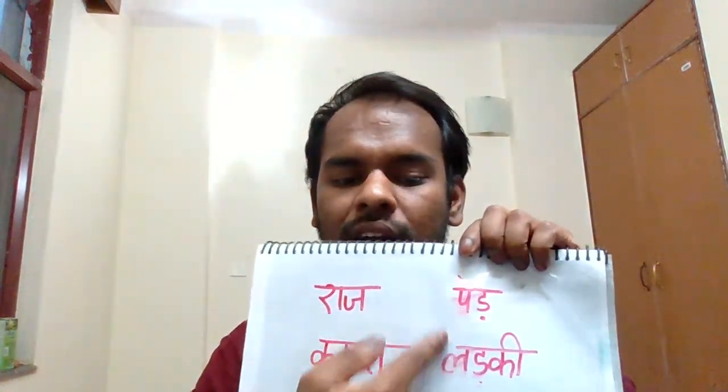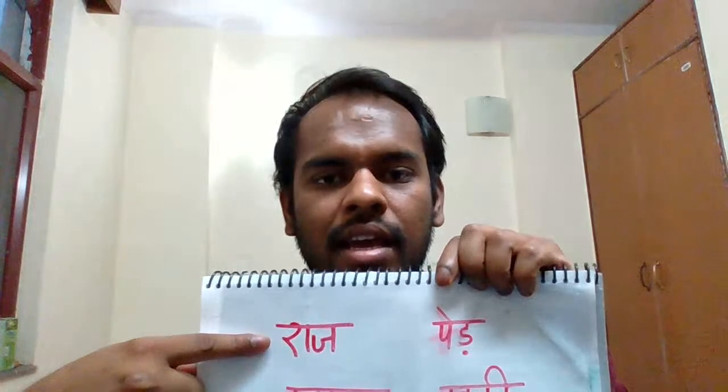Your name is Raj. Okay, so Raj has R. Then we have paid. Ram. Let's say Kamra. And Ladki. So here I have written two words with R and two words with Ada. Okay, so this is Raj. R-A-J. Raj, which is a name.